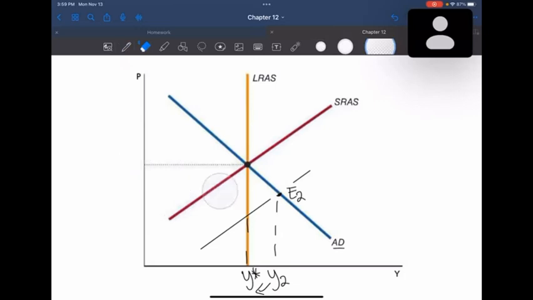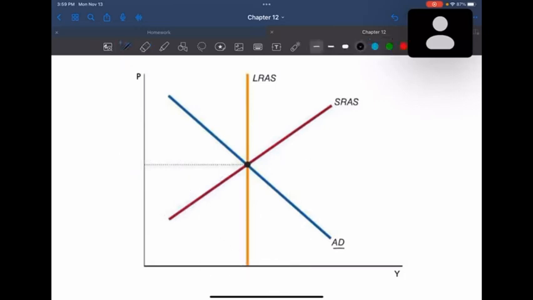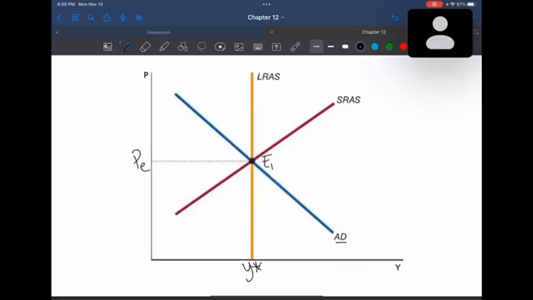Now, for a negative supply shock, the short run aggregate supply curve will shift to the left. And so still right now, the economy is in equilibrium. We'll label this E1, our potential output Y star, and our equilibrium price at PE. So this supply curve in the short run is going to be shifted to the left because it's a negative supply shock. So we'll label this short run aggregate supply curve 2.